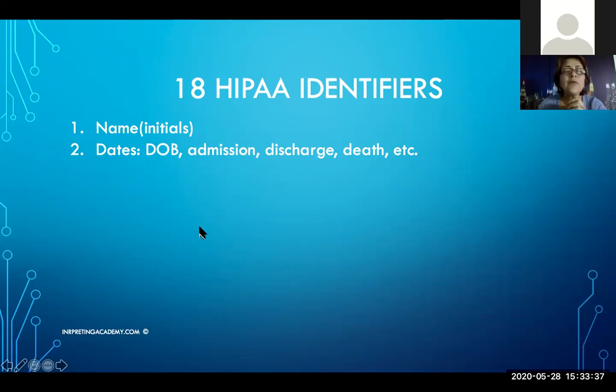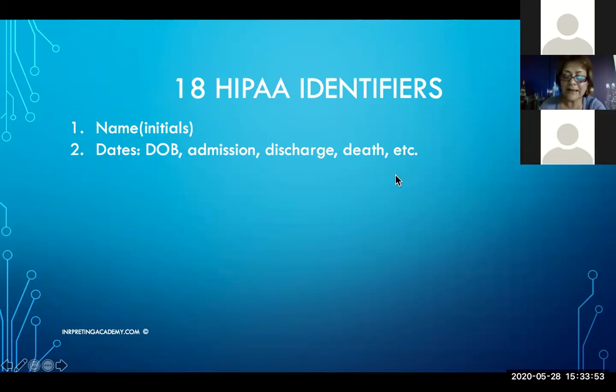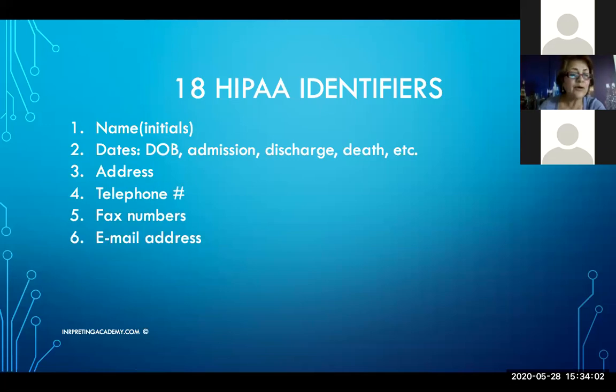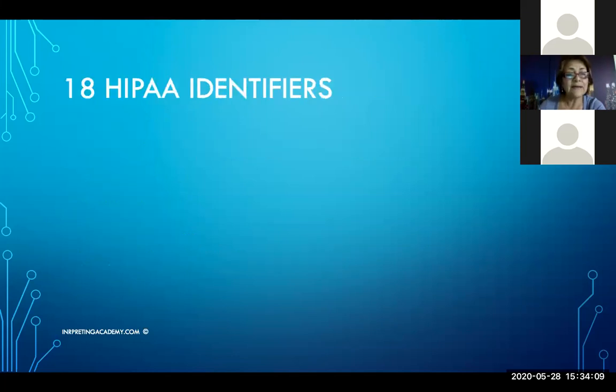Yes, we can. So let's move on to the 18 HIPAA identifiers. So we have name, and it can be only the initials. They are enough to identify a patient. Dates, like a date of birth, admission date, discharge, date of death, and etc. Anything that is linked to the patient. Address, it can be a past address, a present address, any address. Telephone numbers, fax numbers, email addresses, social security numbers, even the last four numbers, that can be an identifier.